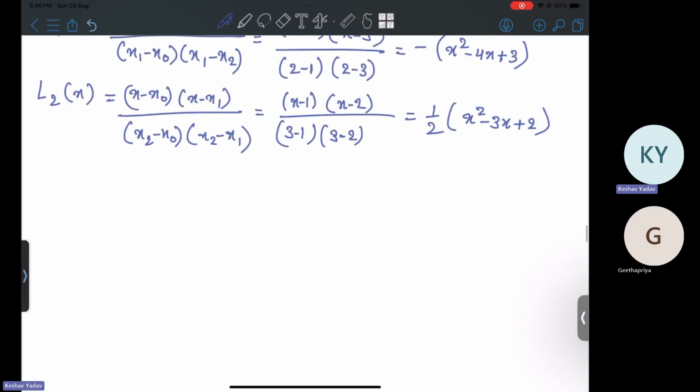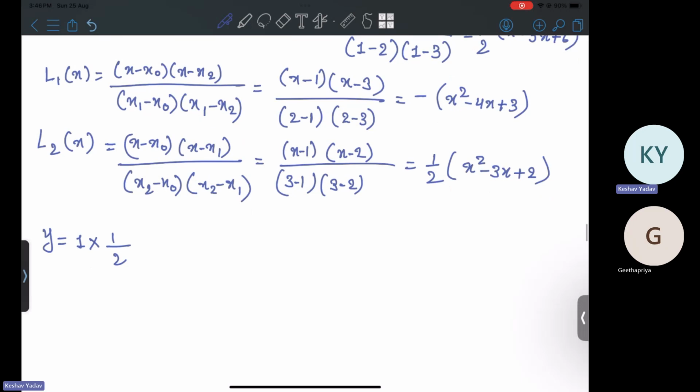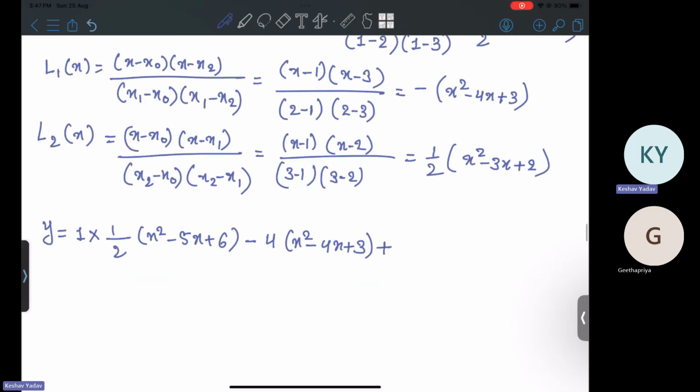Now if I write the function, y will be equal to what? y0 is 1, multiplied by this whole term, 1 by 2 times x square minus 5x plus 6. Plus y1, which is 4, then the whole term will be negative since L1 is negative: x square minus 4x plus 3. Then y2 is 27, so 27 divided by 2 times x square minus 3x plus 2.